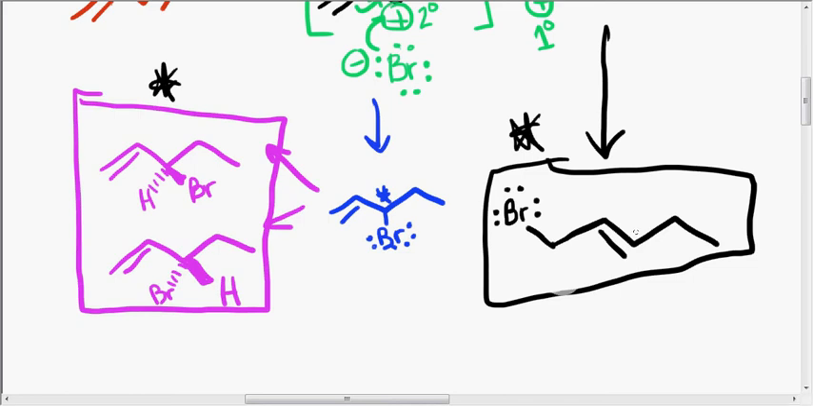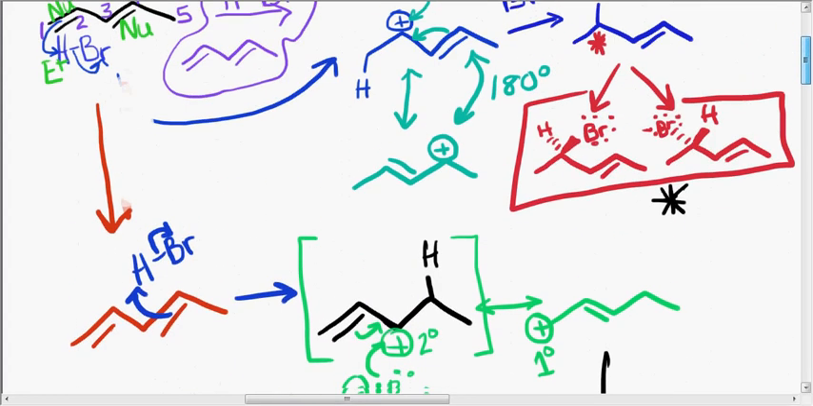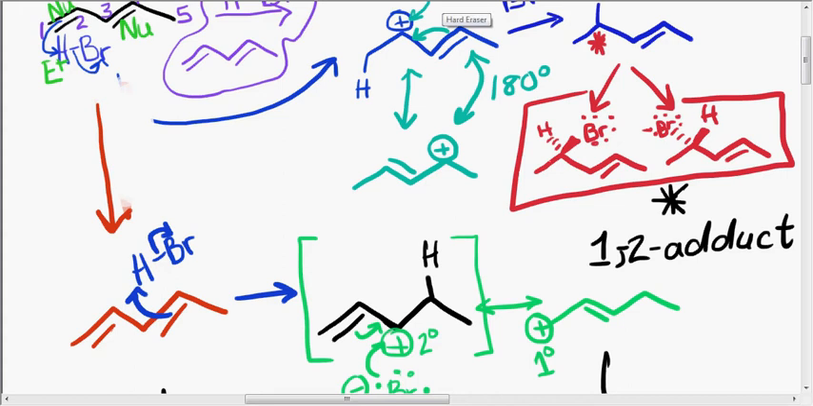Now, in terms of labeling these, this one is just an addition. It's an addition across that 3-4 pi bond. And this guy would be called the 1-2 adduct, because it was the addition across that 1-2 bond.